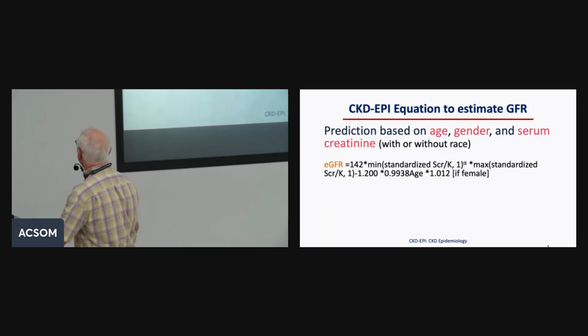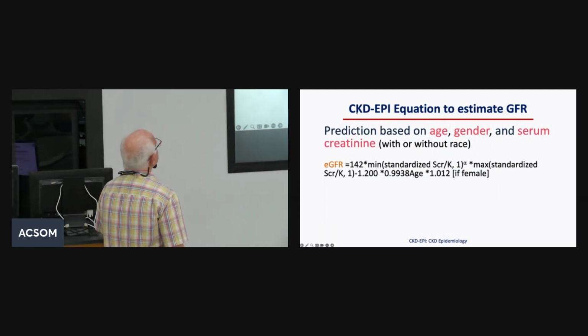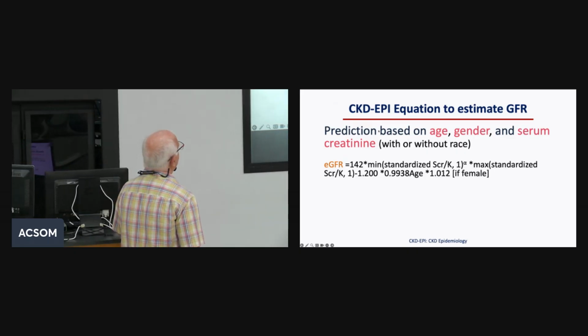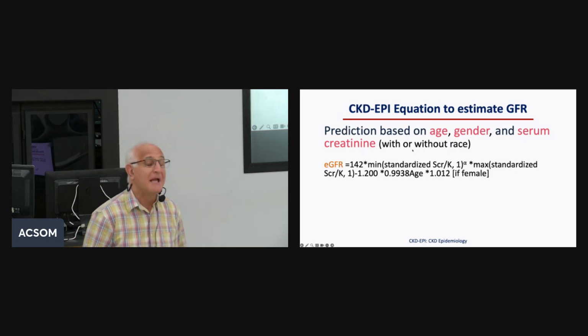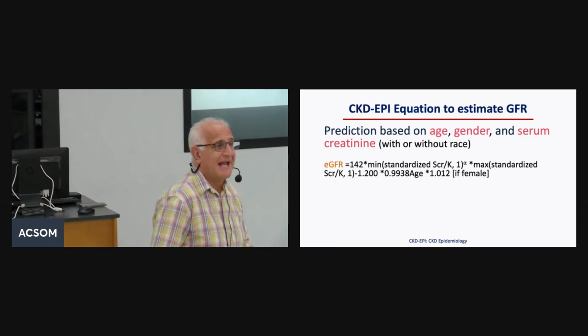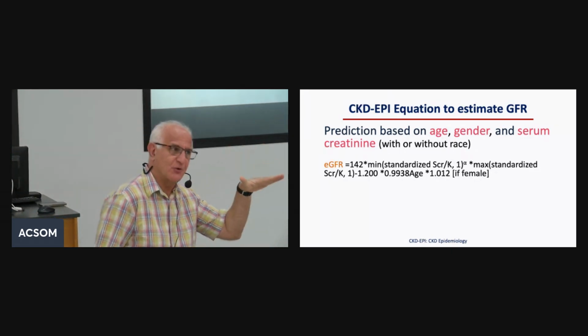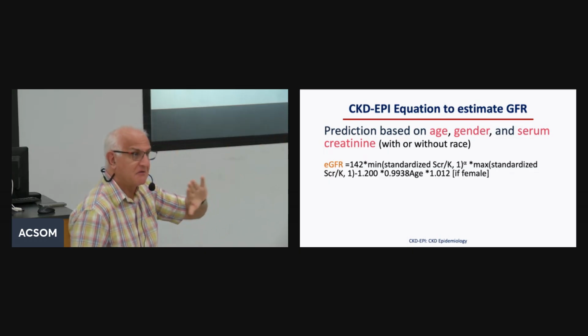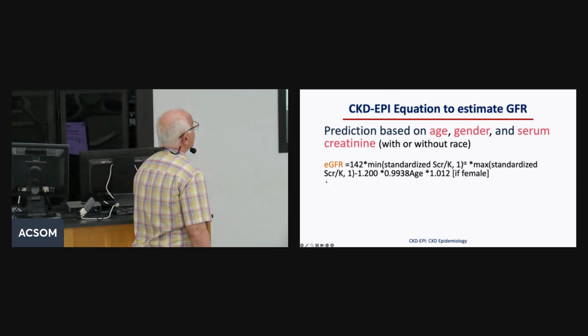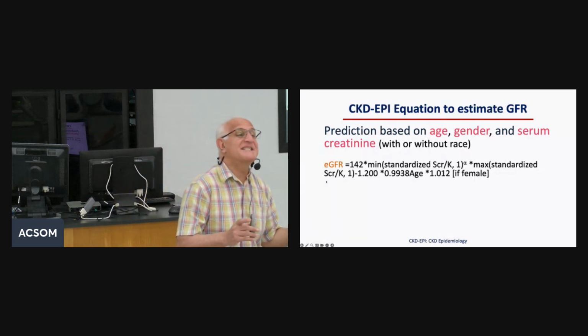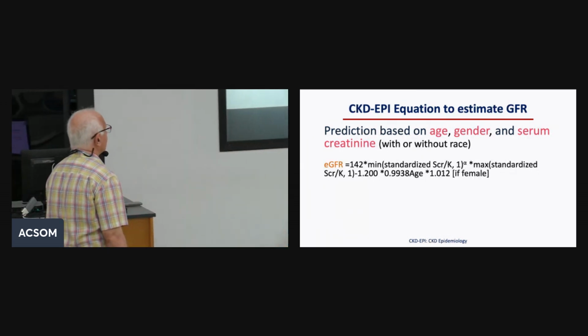Another one is called CKD EPI. CKD is chronic kidney disease. EPI is epidemiology. Okay. This is another one. This one has age, gender, serum creatinine, can have race or not. Practically it is like MDRD. Age, gender, race, yes or no, serum creatinine, right? These two are close to each other, but obviously the formulae are very different. So it gives us an eGFR, estimated GFR, right? Which is different. Okay.